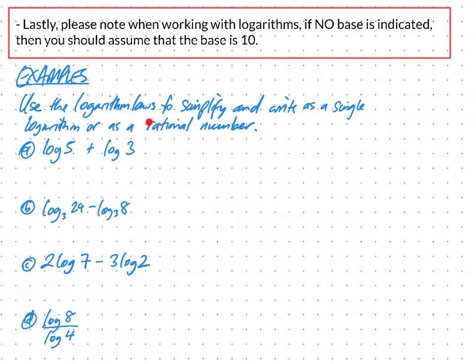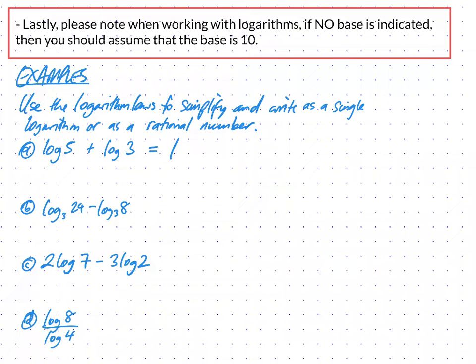So here's a couple of examples. Use the logarithm laws to simplify and write as a single logarithm or as a rational number. A rational number being something that can be written as a fraction. Log 5 plus log 3, there's no base written, so I assume it's going to be base 10, but as I'm going to write the answer with no log either, it really doesn't apply here. I'm just going to apply the log laws.